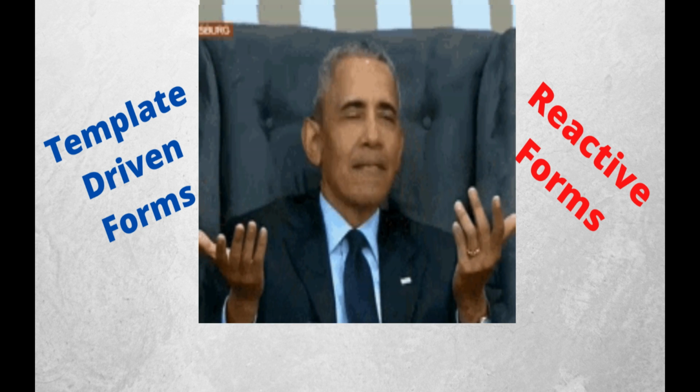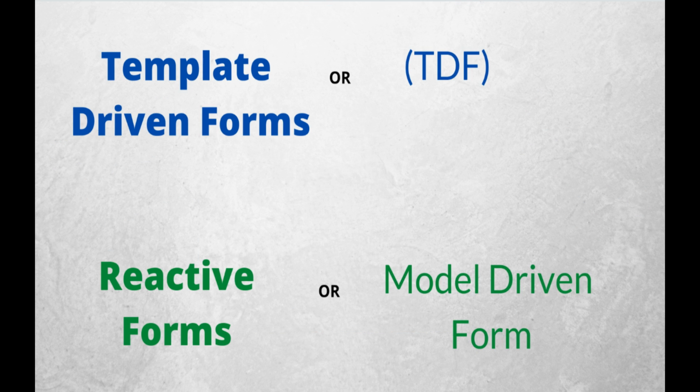So as I told you, Angular has two types of form. The first one is template driven form or TDF, and the second type is reactive form, or we also call it model driven form. So now let's discuss the difference one by one. So let's start with the template driven form. In template driven form, we write logic, validation, control, etc. in the template of your code. It means in the HTML file.